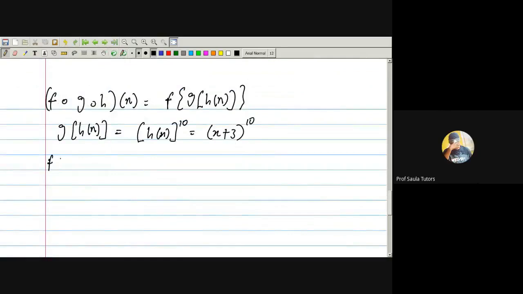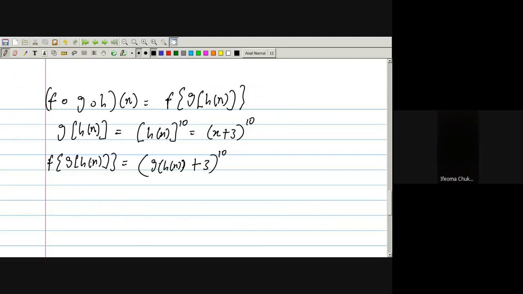So let us now find f of g of h of x. Let's go. What do we have? Instead of me writing this x, what will I say? I'll say my g of h of x plus 3 to the power of 10. I'm breaking it down in case you are confused. People will not break it down for you like this. Wherever you see x, you just replace it with the whole of this. That's all.